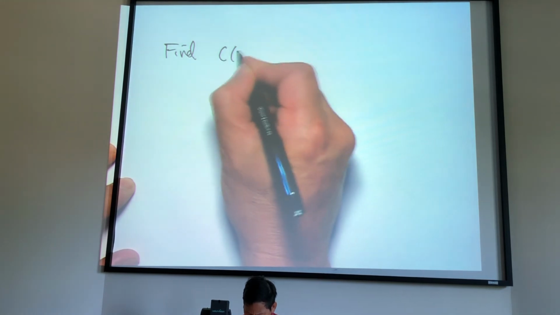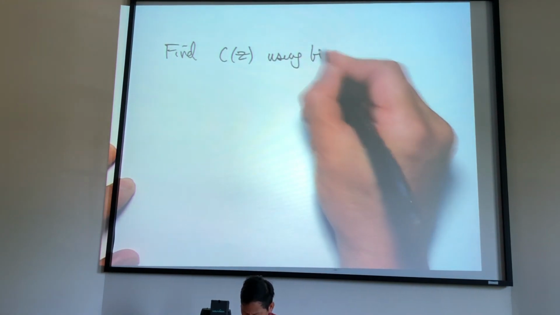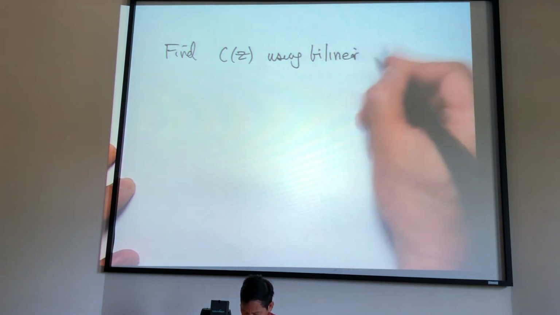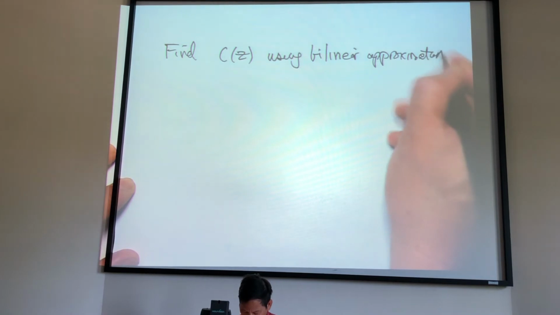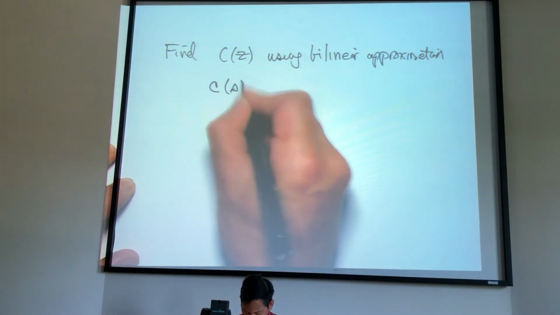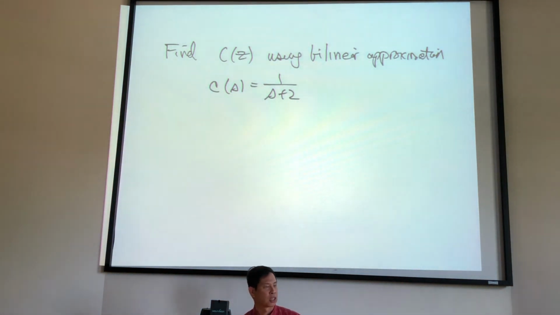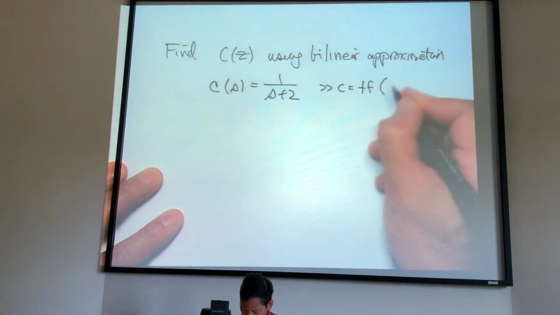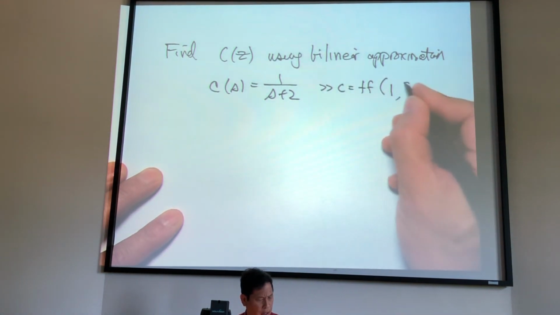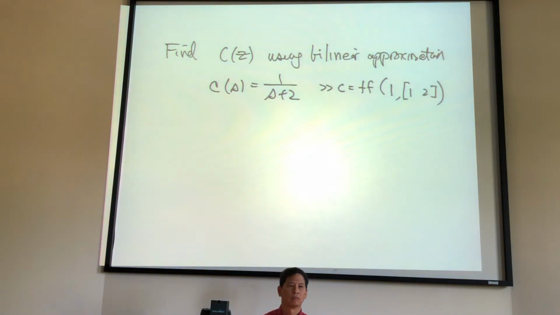Find C of Z using the bilinear approximation. We're going to say C of S is equal to 1 over S plus 2. So enter that into MATLAB, and we're going to try to do this before class ends. So figure out a way how to do this in MATLAB. You're going to say C is a transfer function. Its numerator is 1. Its denominator is S plus 2. Okay, so if you're in MATLAB, enter that in.